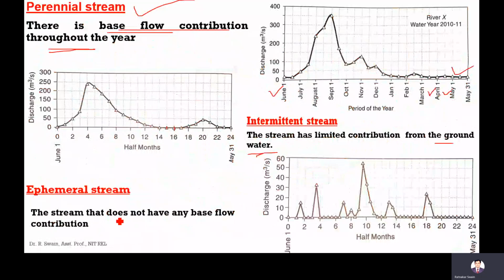An ephemeral stream is a stream that does not have any base flow contribution. Here there is only rainfall. When there is rainfall, some discharge will be found in the river. Otherwise there is no flow in the river. That means there is no base flow contribution, or no groundwater runoff to the stream. That is called an ephemeral stream. Only if there is rainfall will some flow be found in the river; otherwise there is no water in the river.